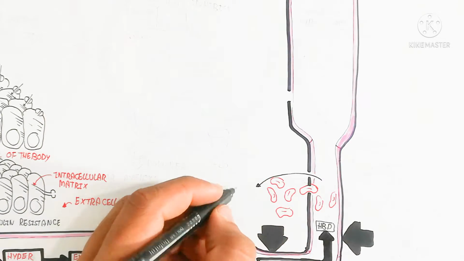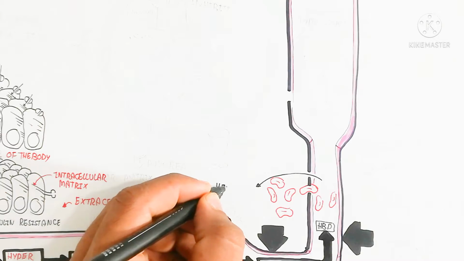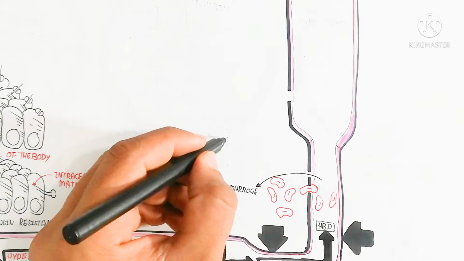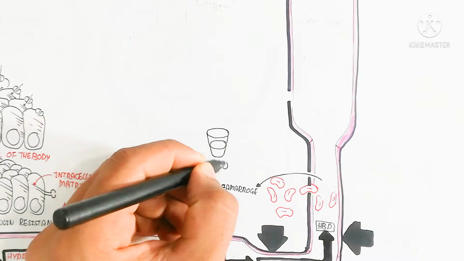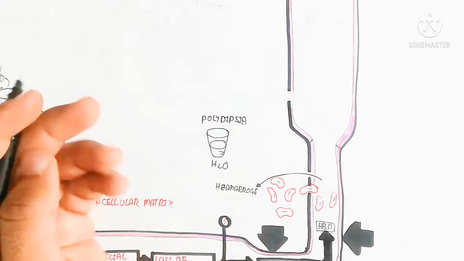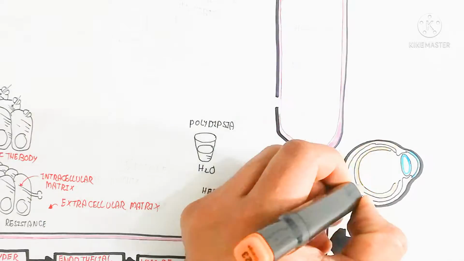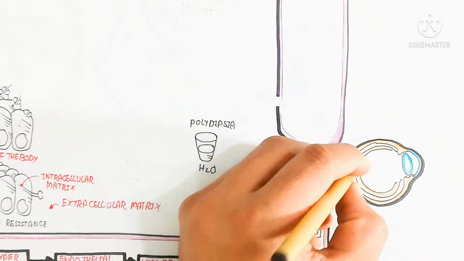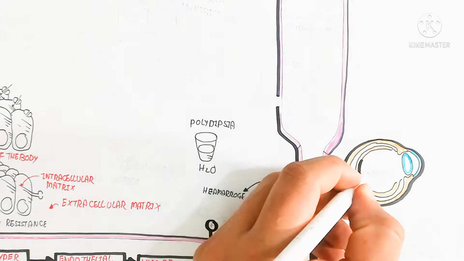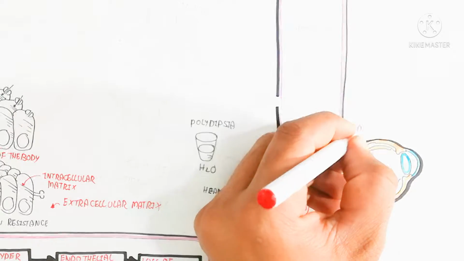So here the volume of the blood vascular system will be low, so the pressure will be high. In this way, hemorrhage, brain hemorrhage, or many other complications occur, such as the bursting of an artery, as well as retinopathy and nephropathy.